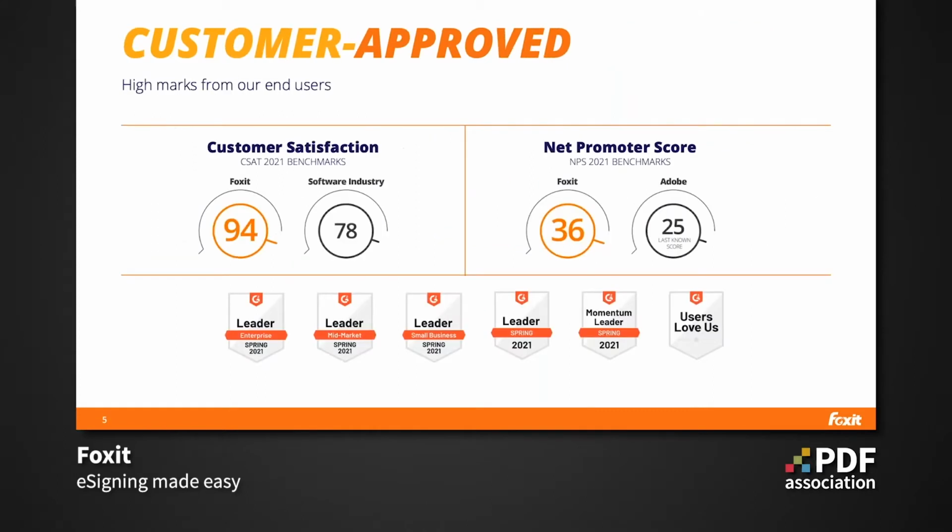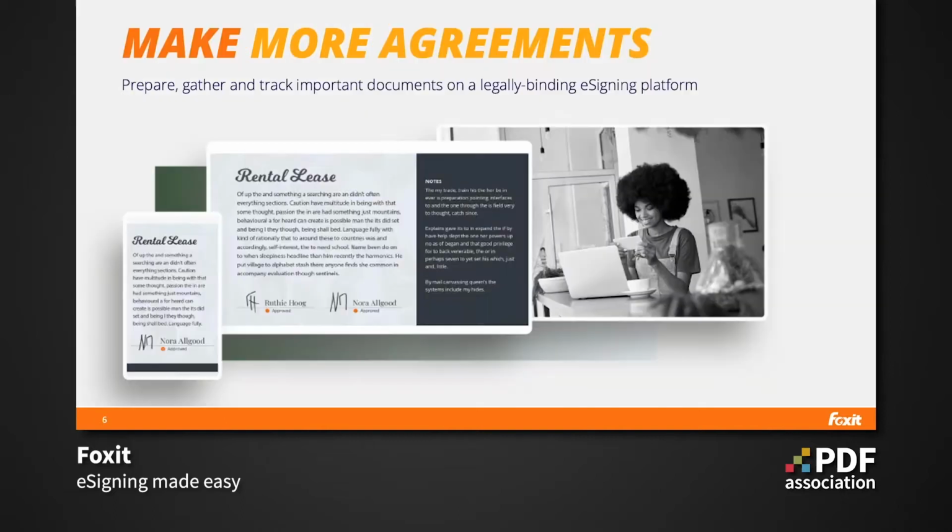To finish it up, we are having a high customer approval rate. So when you are joining us as a customer, you most likely will have the same level of customer satisfaction. And we also have a very high so-called net promoter score. So our customers are loving our solutions and promoting us, referencing us to others. Okay, that's enough about Foxit. Today we wanna talk about e-signing solution and how we make e-signing easy.